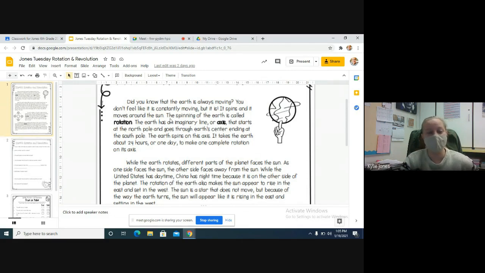It spins and it moves around the sun. The spinning of the Earth is called the rotation, so how it spins on the axis. It's just spinning in a circle. That's how we get night and day and seasons and things like that. The Earth has an imaginary line, or an axis, that starts at the North Pole and goes through the Earth's center, ending at the South Pole. The Earth spins on this axis. It takes the Earth about 24 hours, or 1 day, to make a complete rotation on the axis.